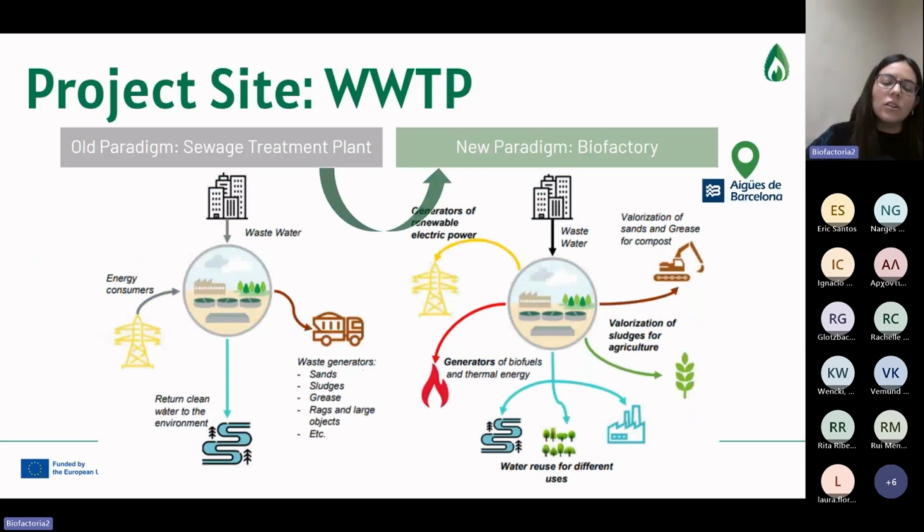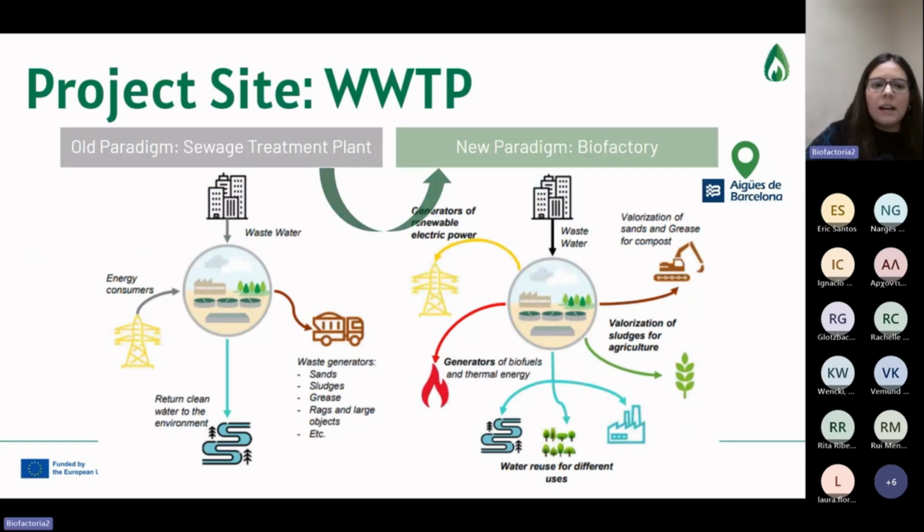Both projects are located at the El Prat de Llobregat wastewater treatment plant in Barcelona, in Spain, that is operated by Aguas de Barcelona. The plant is structured as a biofactory, which represents a shift from the old paradigm of traditional wastewater treatment plants that's focused only on purifying wastewater to preserve the environment and public health.